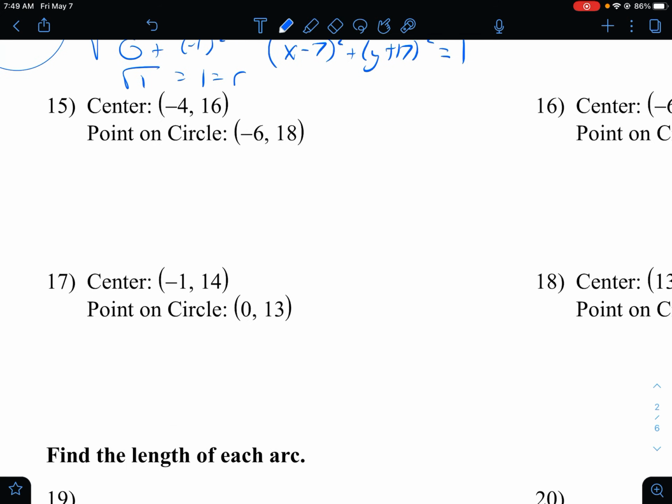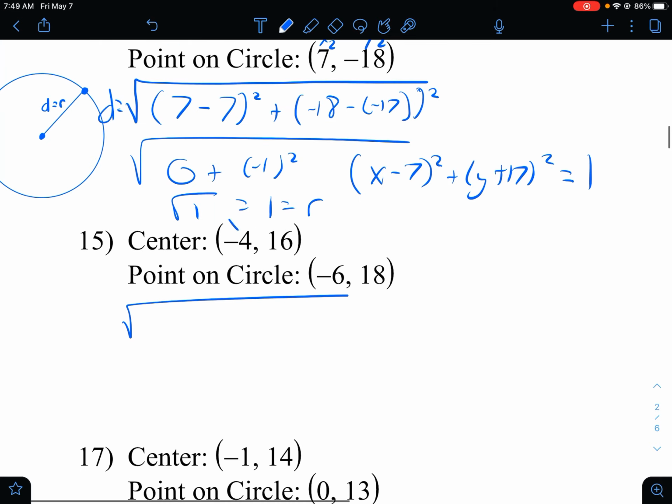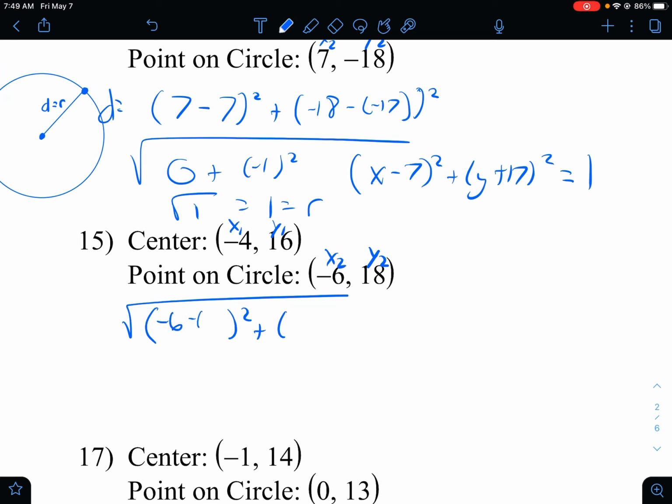We'll go ahead and try one more of those. So we've got our center and a point on the circle. So we're going to go ahead and find the distance between these 2 points. We'll label this x1, y1, x2, y2. So you're going to do 18 minus 16 squared plus negative, hold on, I did them out of order. Sorry, x1s, they don't have to come first, actually. I just had like slope in my head. So we'll do (negative 6 minus negative 4) squared, and then (18 minus 16) squared.